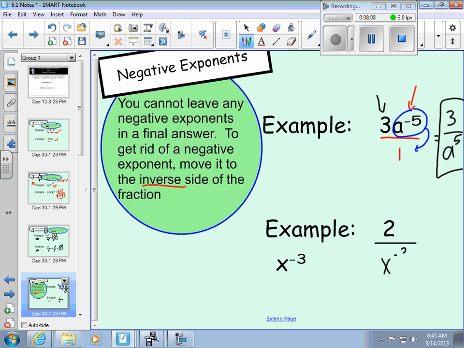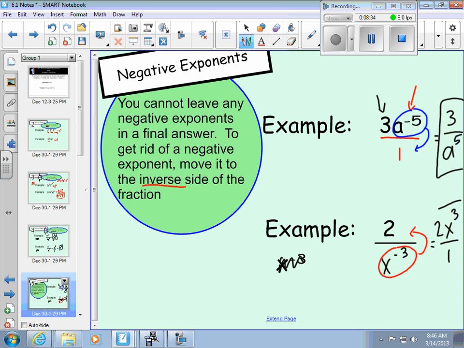Okay, second example. We want to simplify this one, 2 over x to the negative 3rd. Again, the part with the negative exponent, this time it's in the denominator, but we still want to move it to the inverse side. We're going to move it up to the numerator this time. And now it equals 2x to the positive 3rd power.